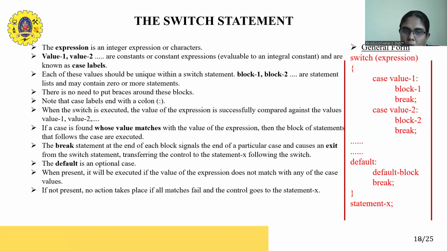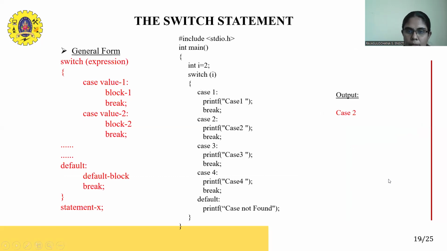The break statement at the end of each block signals the end of the particular case and causes an exit from the switch statement, transferring the control to the statement X outside the switch. Default is an optional case. We may give the default statement or we may not. If it is present, it will be executed if the value of the expression does not match any of the case values. If it is not given, no action will take place. If all the matches fail, the control will go directly to statement X. So if you see here, we have statement X. If the expression fails and the default statement is not there, this particular statement X will be executed.